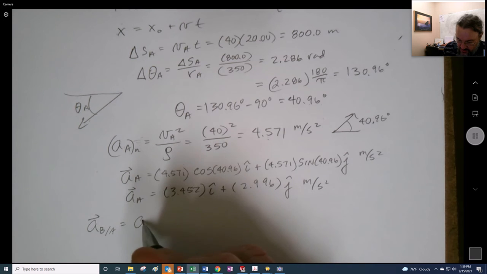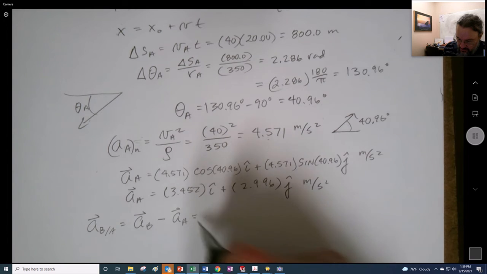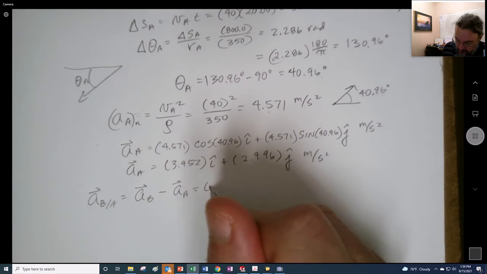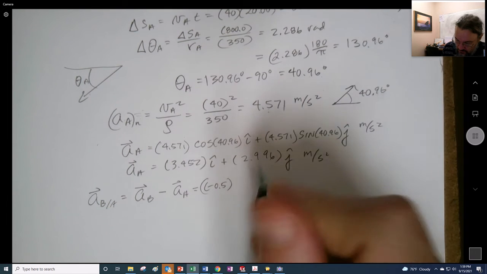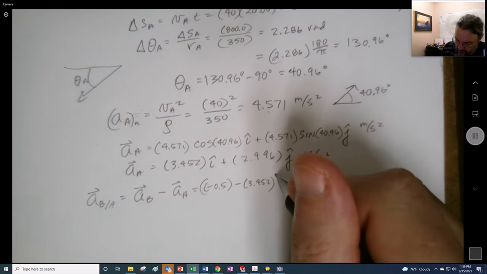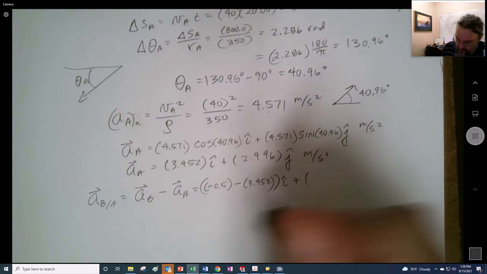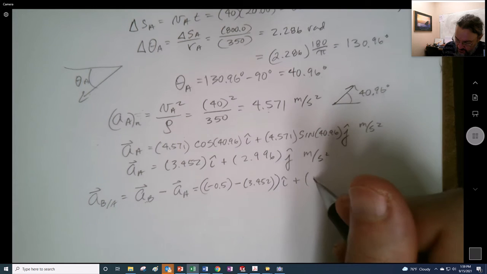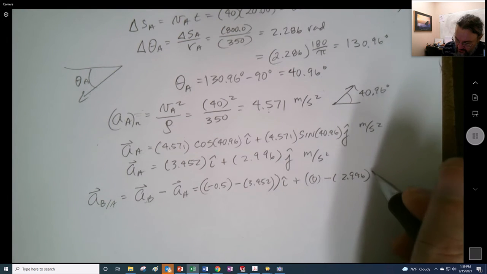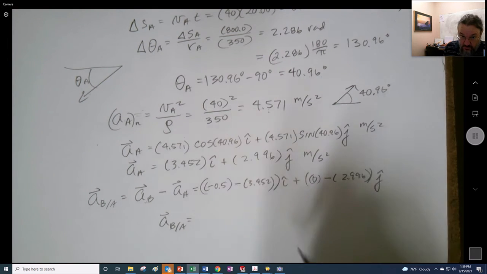And lastly, the whole point of this was to get the acceleration of B with respect to A, which is just B minus A, right? So remember that B, we got all the way up here, was a negative 0.5. And we're subtracting out 3.452. So that's I. And then there's nothing to do there in B, so it's going to be 0 minus 2.996 j.